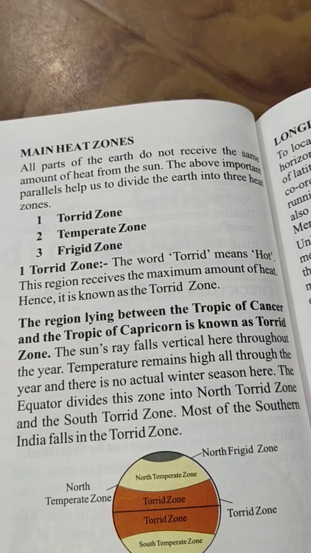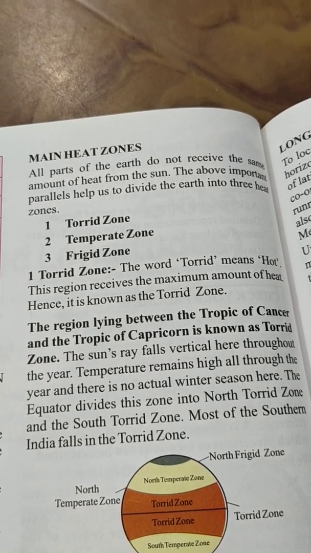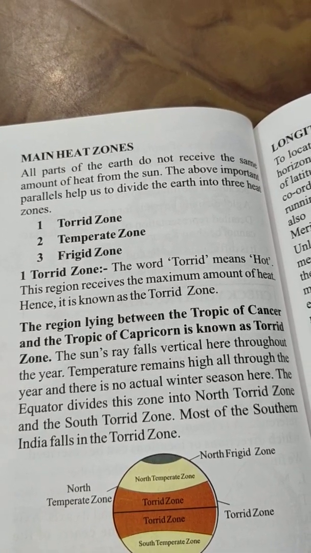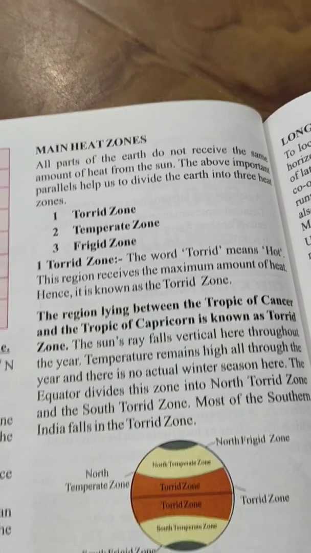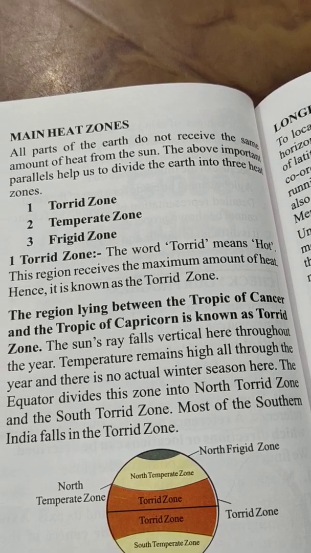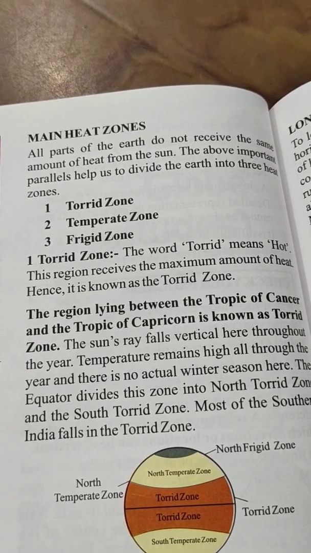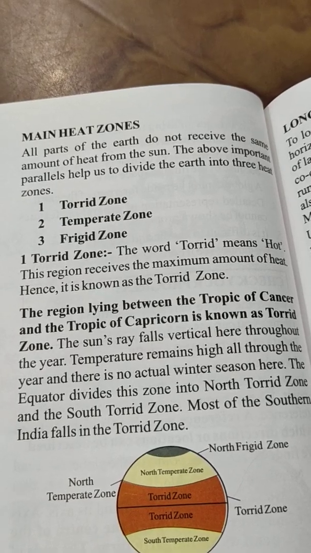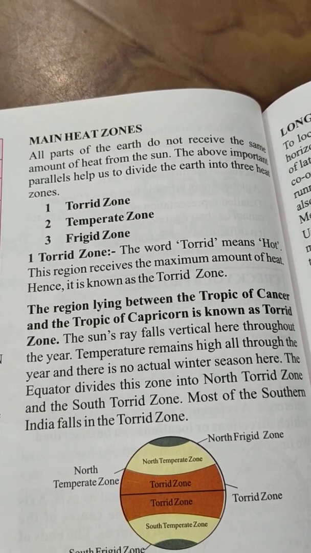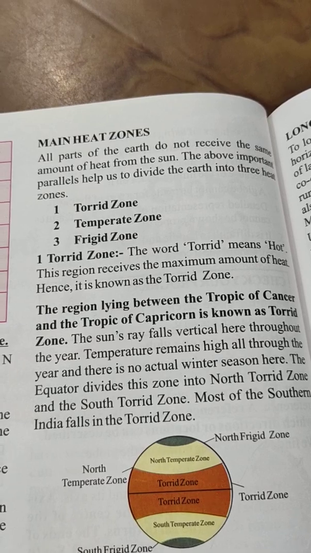The word torrid means hot. This region receives the maximum amount of heat. Hence it is known as the torrid zone. The region lying between the Tropic of Cancer and the Tropic of Capricorn is known as the torrid zone. The sun's rays fall vertically here throughout the year.